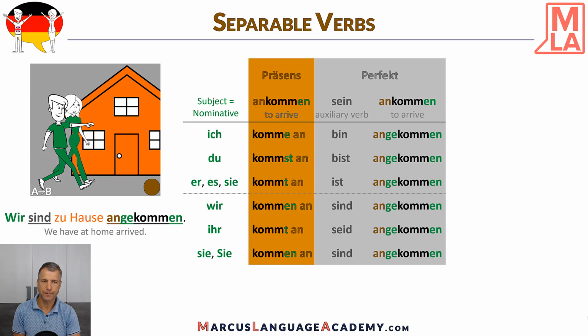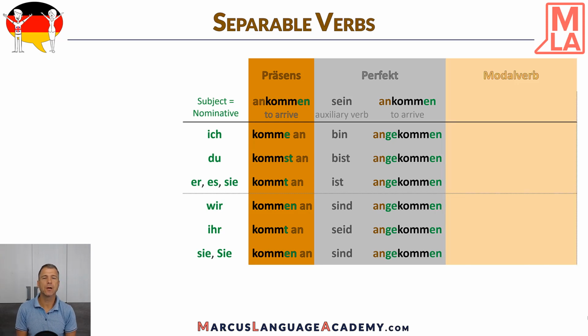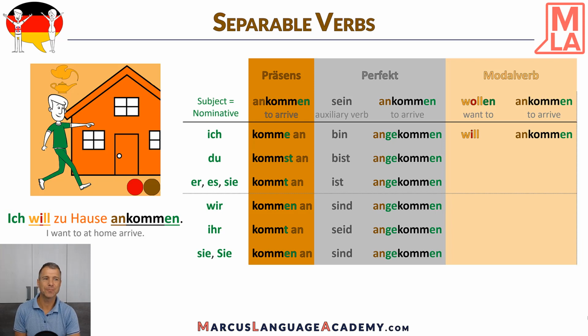Okay, fair enough. But what happens when we use, for example, a modal verb? Let's say we use wollen, to want, as a modal verb, and then we have our verb. Does it separate the prefix or not? Let's see. No, because it's still infinitive. So we would say ich will ankommen. In our sentence here: ich will zu Hause ankommen. I want to at home arrive. Because the infinitive goes to the end, the prefix an sticks to our verb. So just in present tense it separates here. And therefore the rest will be quite easy.